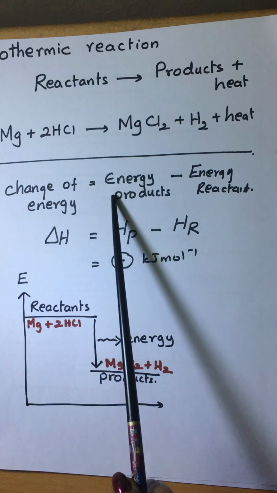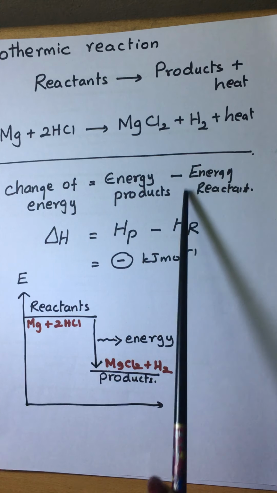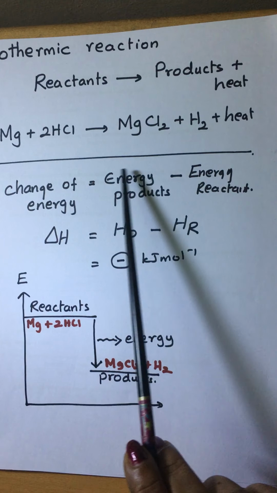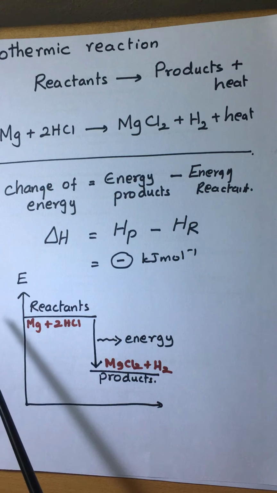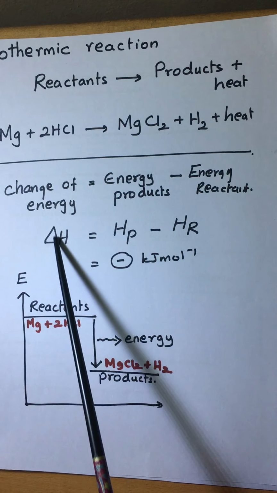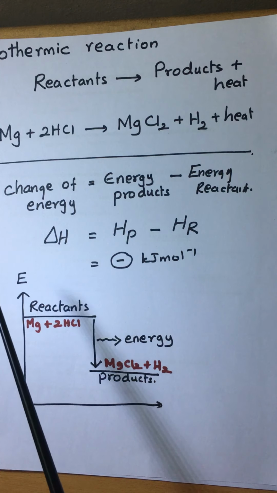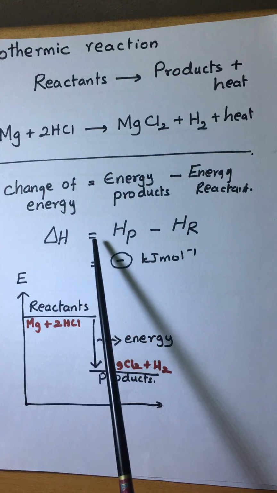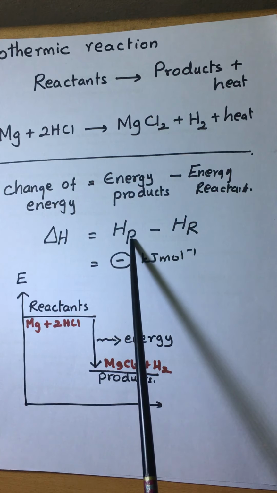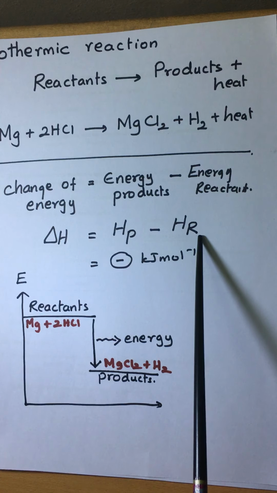The energy of products minus energy of reactants. You have to deduct the energy of reactants from the energy of products. That is the change of energy, which we mark with delta H. Delta means a very small amount. Delta H is equal to HP, that is the energy of products, minus the energy of reactants, HR.